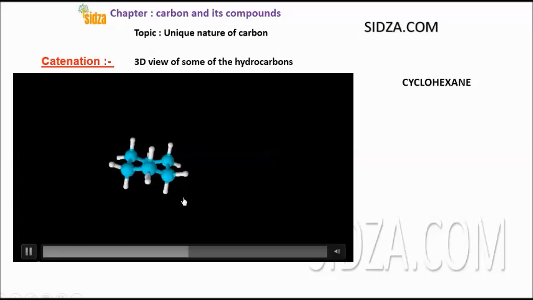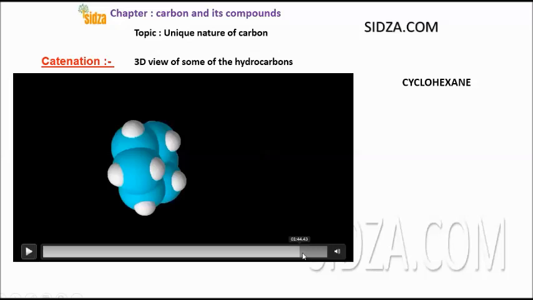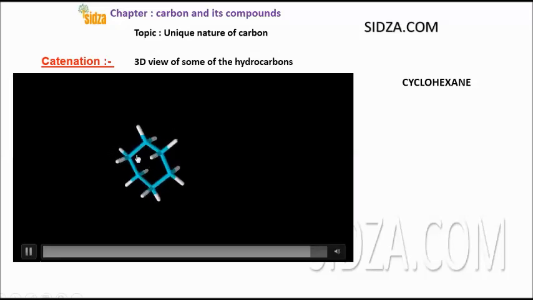So this is another view of this molecule. Different angles, different ways to represent the molecule. So again, you have 6 carbon atoms, 1, 2, 3, 4, 5, 6, and each carbon atom has 2 hydrogen atoms there, right?